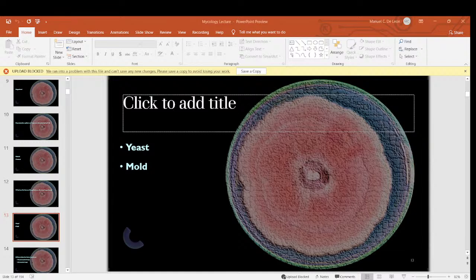And yeast are the typical single cells that you see. If you are familiar with the appearance of a yeast, they're usually discussed in your analysis of urine and body fluids, and sometimes in hematology if we're going to combine all of this together, but we'll talk about them later on.